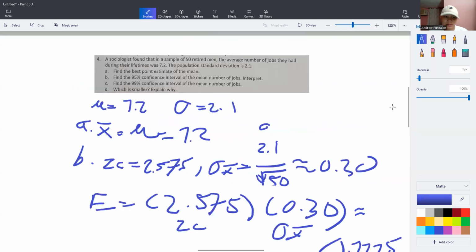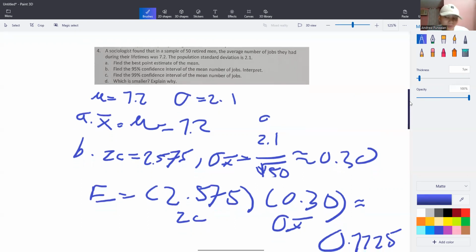Now, lastly, which interval is smaller? Explain why. The smaller one is part A. This is because the margin of error for part A is much smaller than the margin of error in part B. So the smaller one is part A because basically the margin of error in part A is smaller and the margin of error in part B is larger. And that is it. Thank you.